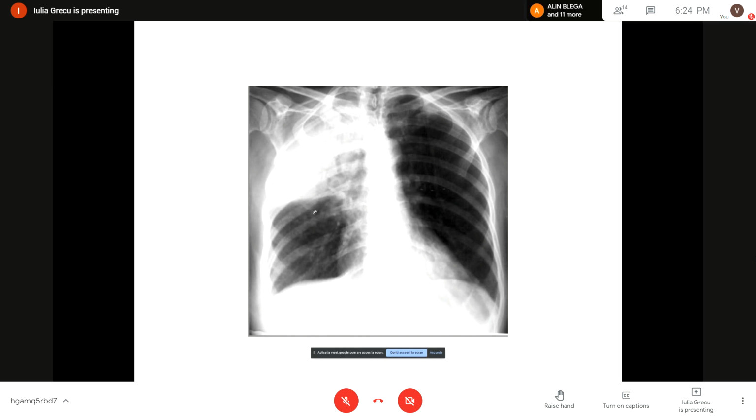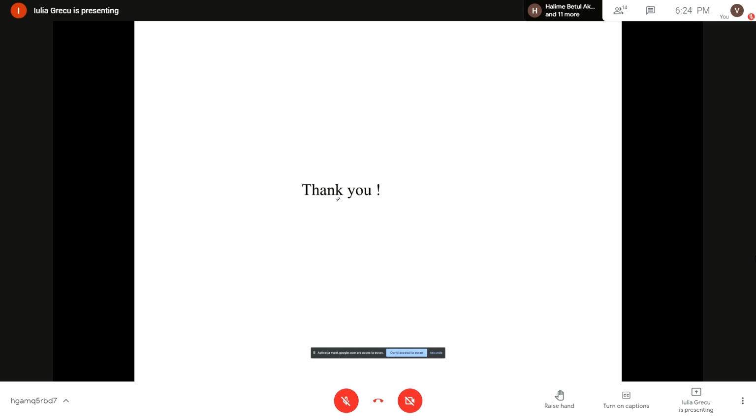This is called an air bronchogram, and it's found in alveolar syndromes, which mean any kind of fluid that replaces the normal air in the alveoli. So with this in mind, we will continue next time with the pathology.